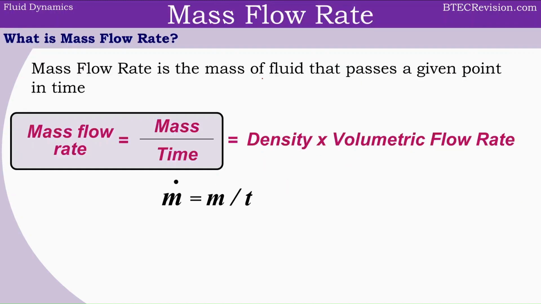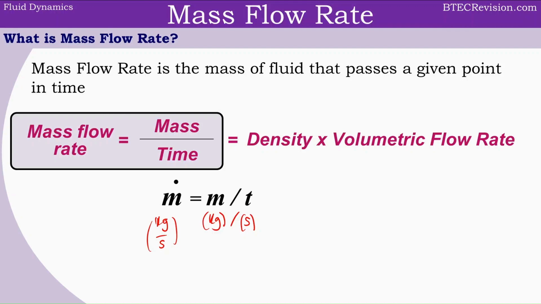And now look at mass flow rate, which is the mass of a fluid that passes a given point in time. The equation for this is mass flow rate equals mass divided by time. The short form for this is m dot equals m divided by t. And the units: mass is measured in kilograms, and time is in seconds. So therefore, m dot, or mass flow rate, is kilograms per second.